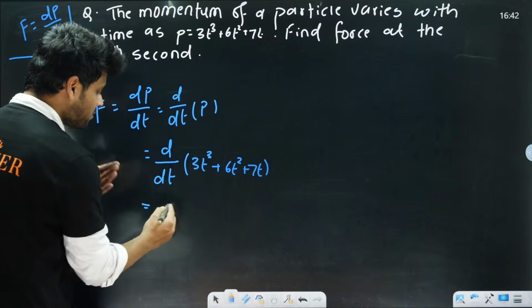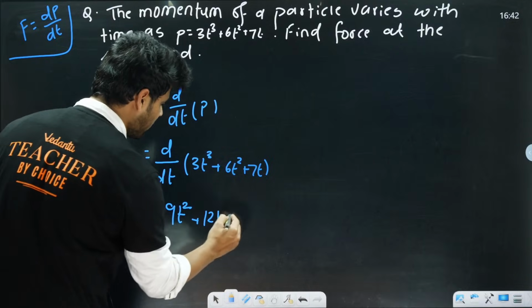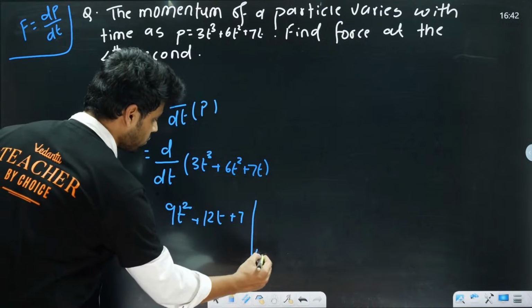So 3 into 3 becomes 9, into t squared, plus 6 into 2 is 12, into t, plus 7. That's it, right? Now at the end of the 4th second, that is t equals 4, substitute.